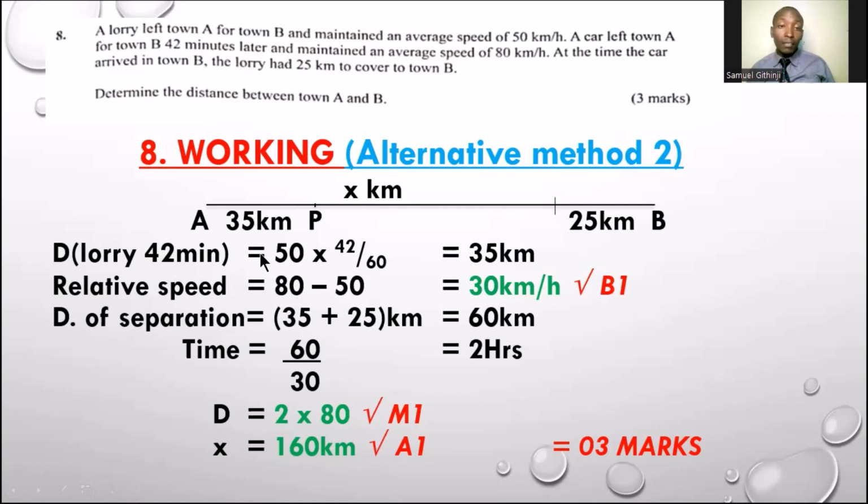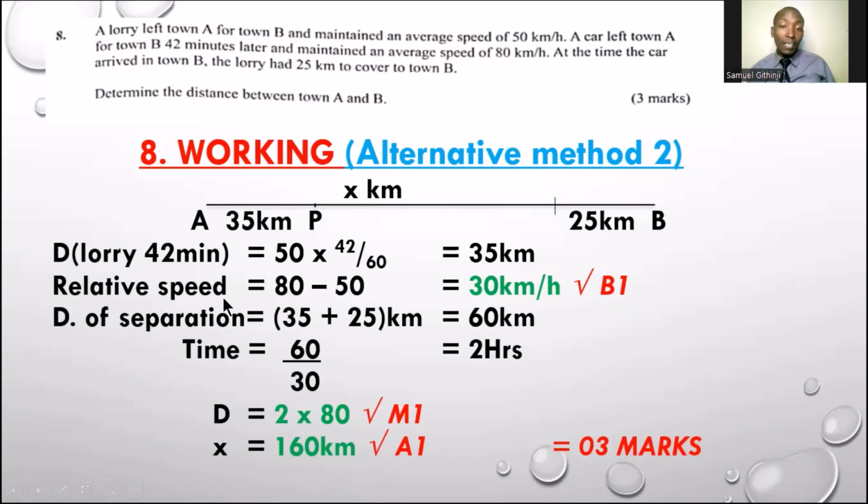The difference, like in this case, the two bodies are moving towards the same direction. So the faster vehicle is going beyond, it's covering us, it's moving at a relative speed faster than the slower. So 80 minus 50, you get 30 kilometers per hour for the first bonus mark.